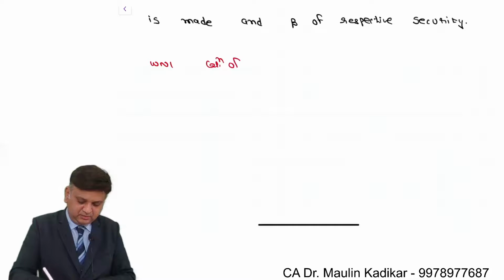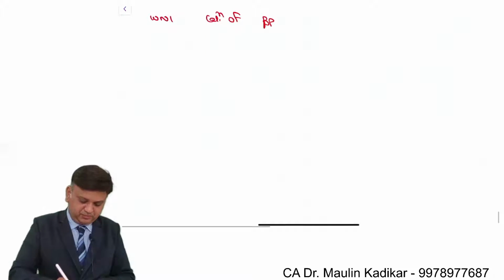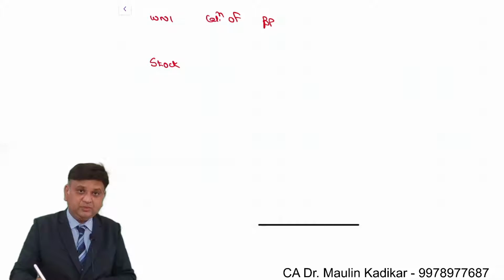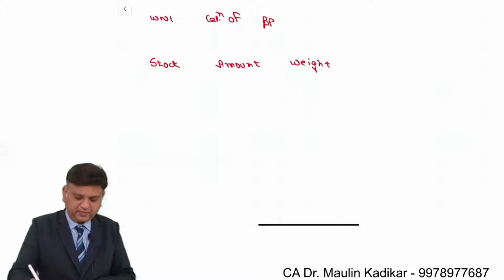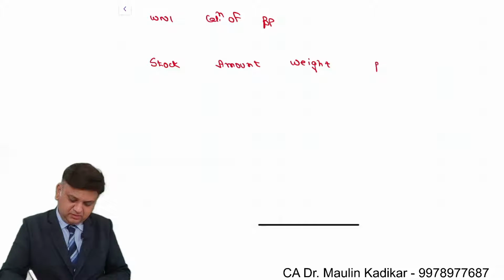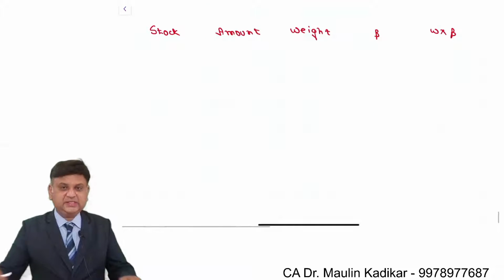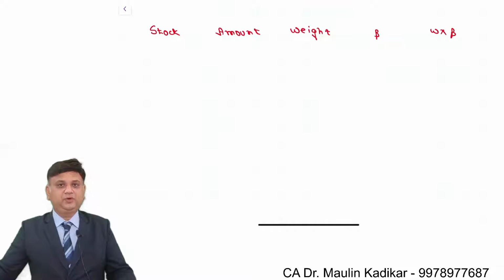Working note number 1, calculation of beta of portfolio. Column number 1 is stock. Column number 2 is amount. Column number 3 is weight or proportion in which investment is made. Next is beta. And the last is weight into beta. That is the way the weighted average beta of the portfolio is found.